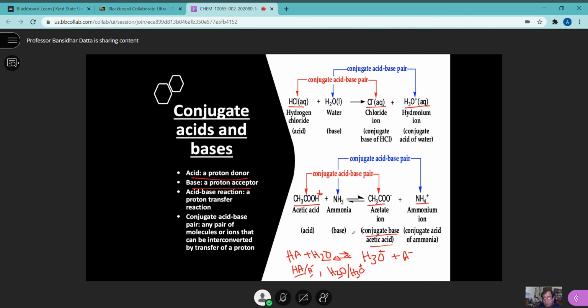Everybody remember, right? You must remember that, because you have to identify it in the test. Usually I will give you the reaction, for example, like this, and you have to identify the conjugate acid base pair. Remember, an acid is a proton donor, a base is a proton acceptor. When the acid donates the proton, it generates a conjugate base. When a base accepts a proton, it generates a conjugate acid. All right? Anyone has a question?